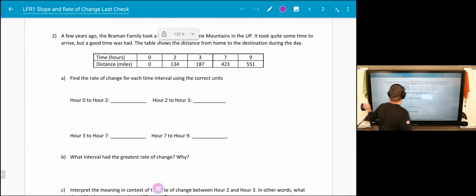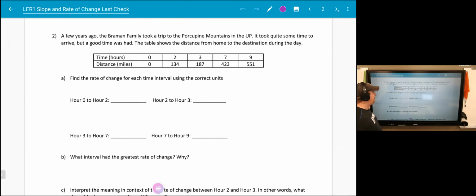Okay, here we go. A few years ago, the Brayman family took a trip to the Porcupine Mountains in the UP. Took quite some time to arrive, but a good time was had. The table shows the distance from home to the destination during the day. Find the rate of change for each time interval using the correct units. Okay.